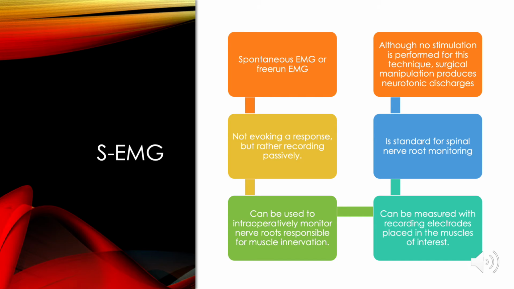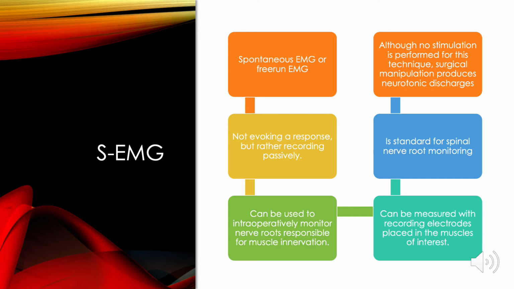All right, so spontaneous EMG, also known as free-run EMG. With SEMG, we're not evoking a response, but rather we're recording passively, so no stimulation parameters in this case. Spontaneous EMG activity can be used to intraoperatively monitor the corresponding nerve roots responsible for muscle innervation, right? So this spontaneous motor activity can be measured with recording electrodes, which are, again, placed in the muscles of interest and based on the structures at risk. This obviously depends on the type of surgery.